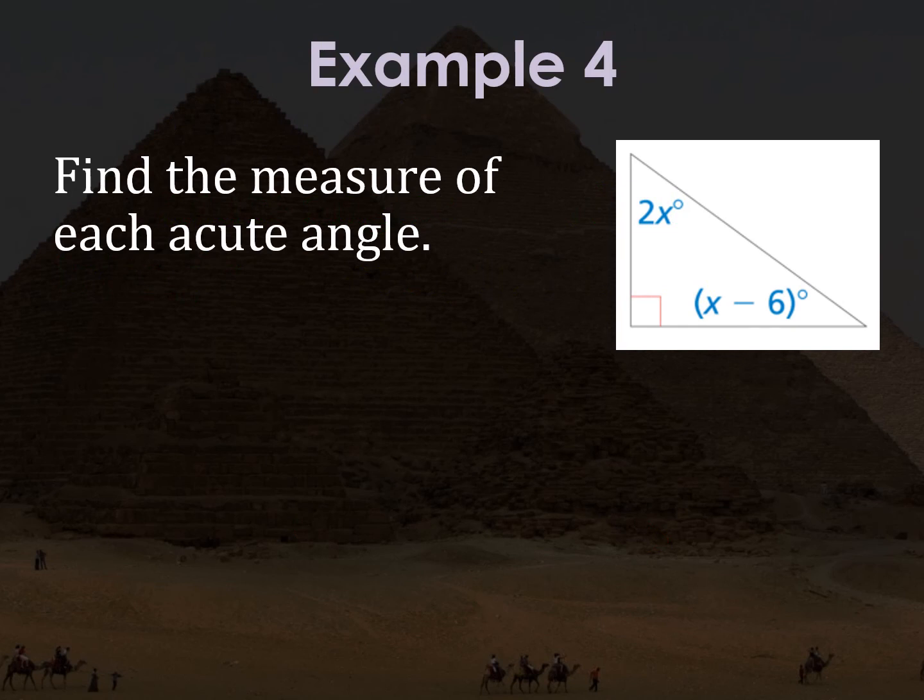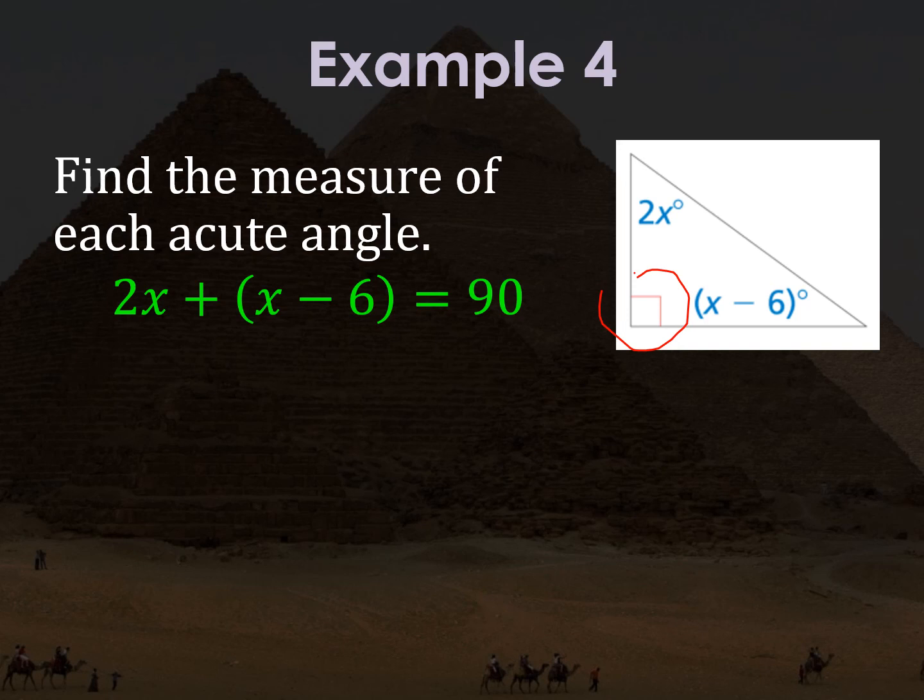So example 4, find the measure of each acute angle. So you notice you have a right triangle and you have two acute angles inside. The corollary states that those two angles added together have to be complementary. In other words, they add up to 90 degrees. Makes sense? If those two add up to 90 plus the third angle, which is a right angle, those three angles together add up to 180.